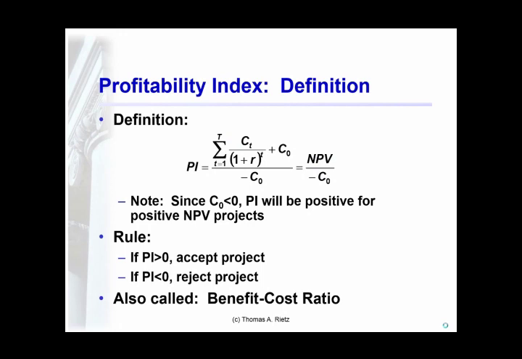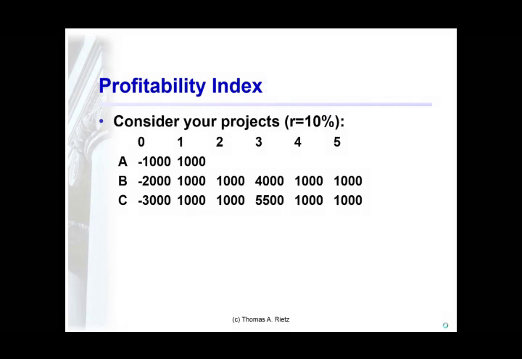The rule is you accept positive profitability indexes. That's the same as accepting positive net present value, and reject negative. However, it ranks things in different orders than net present value. It ranks them in order of net present value per dollar invested, not in terms of overall net present value. To do it, you need to find the present value of any given project. Then you find the net present value, then you divide by the cost.